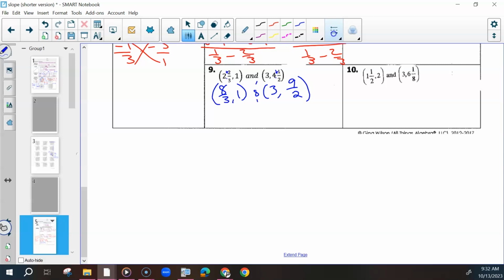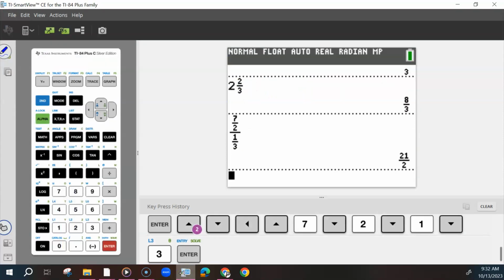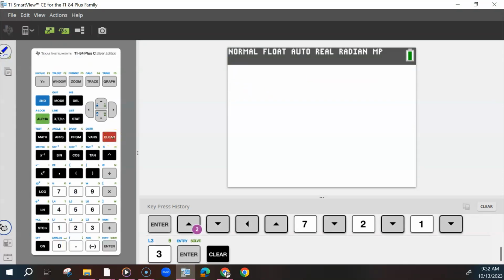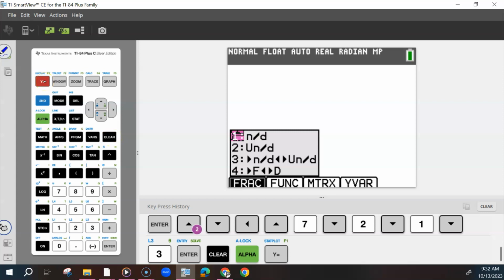If you wanted to double check that you made the correct improper fraction in your calculator, we could put in 2 2/3, which I did earlier. So alpha y equals, but instead of going into the first one, going to the second one.